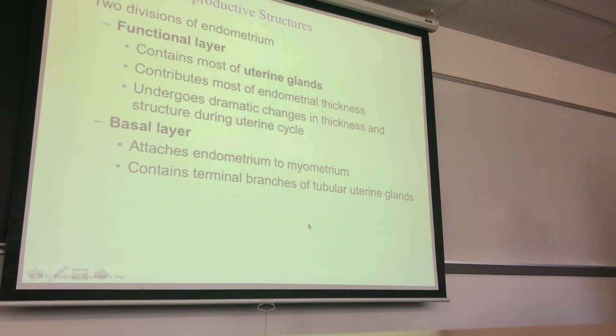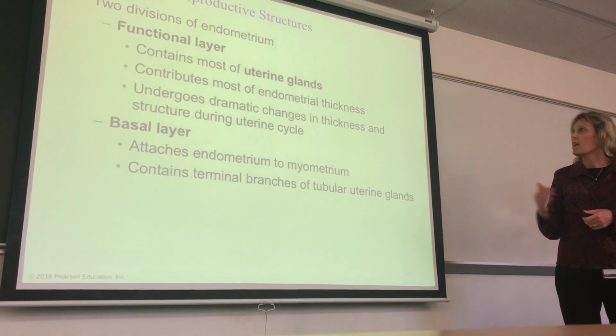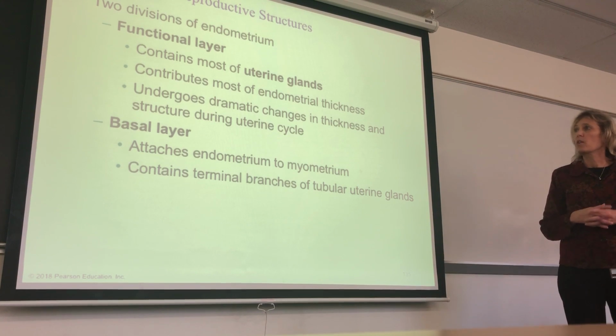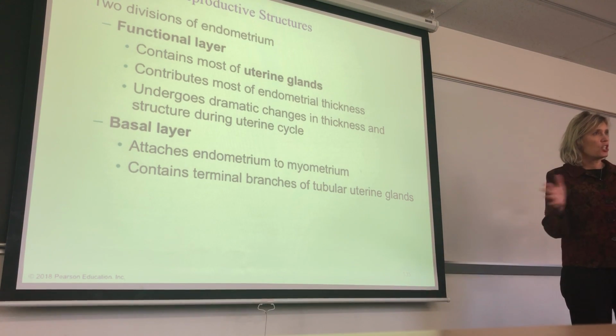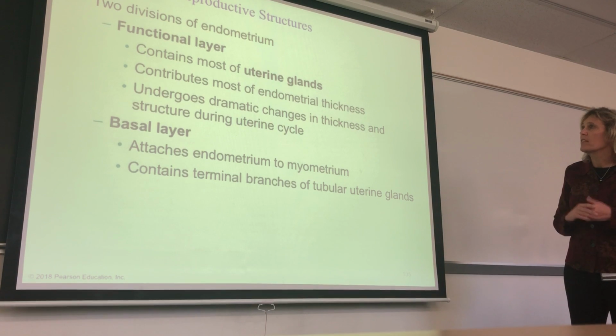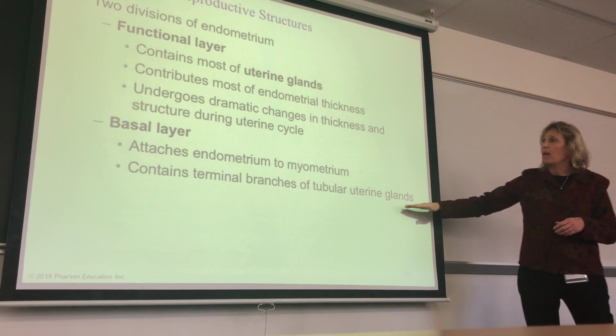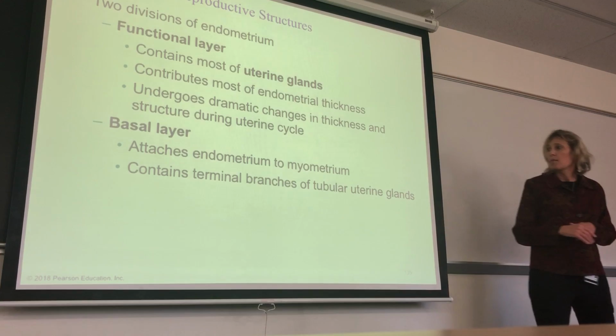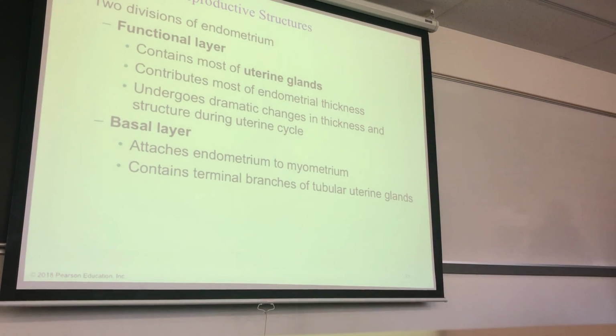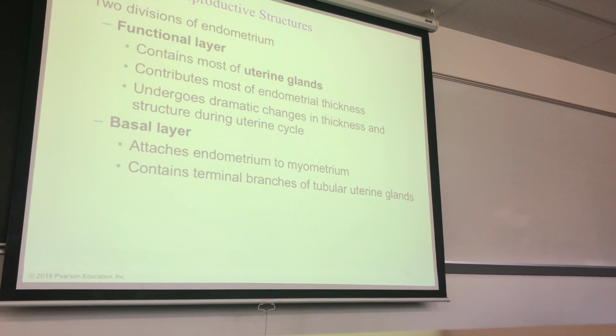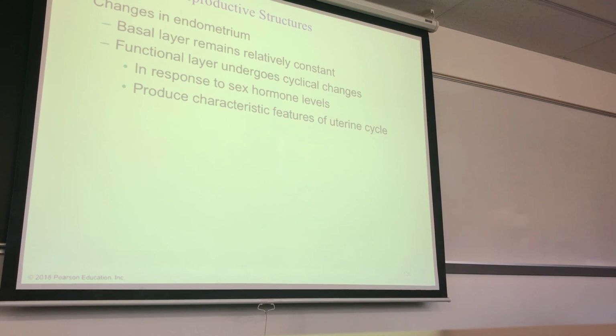Okay, so we have the functional layer, which contains most of the uterine glands and contributes to most of the endometrial thickness. It's the one that gets thicker and then sheds, right? But one part of the layer is always going to remain. The basal layer is the deeper layer, and that's going to have some of those more terminal tubular uterine glands. It just keeps going over the same thing I had said, that it's going to change on a month-to-month basis. And we will talk about the cycle in just a minute.